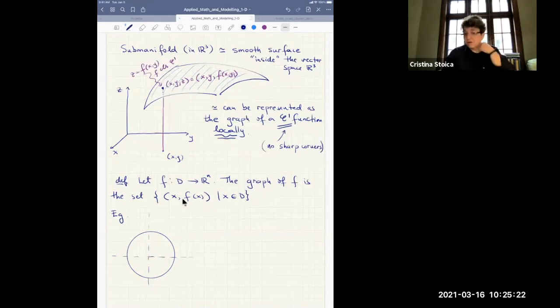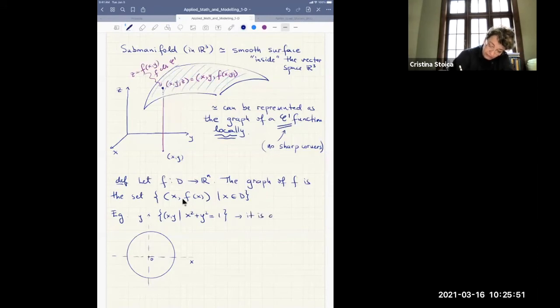All right, coming back to the circle example. Here is my unit circle. I can say this is the set of pairs x, y for which x squared plus y squared equals 1. So is this a submanifold of R2? In principle, I can see that it is a smooth surface embedded in R2, by eye. But can I represent it as the graph of a function, all over, just one function?